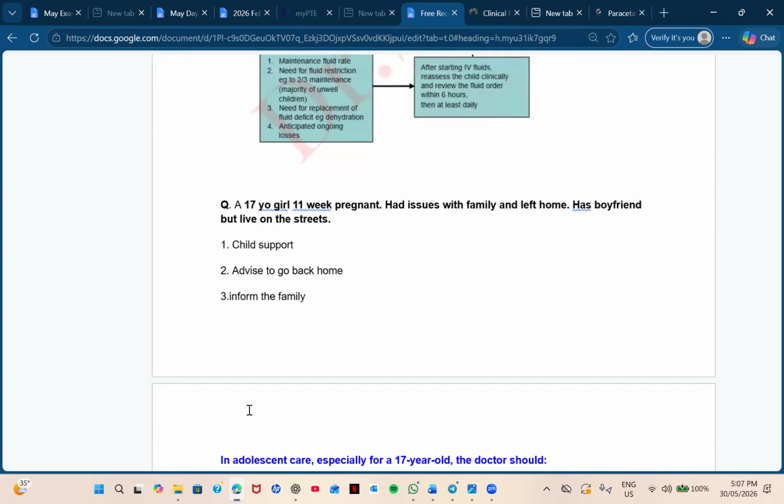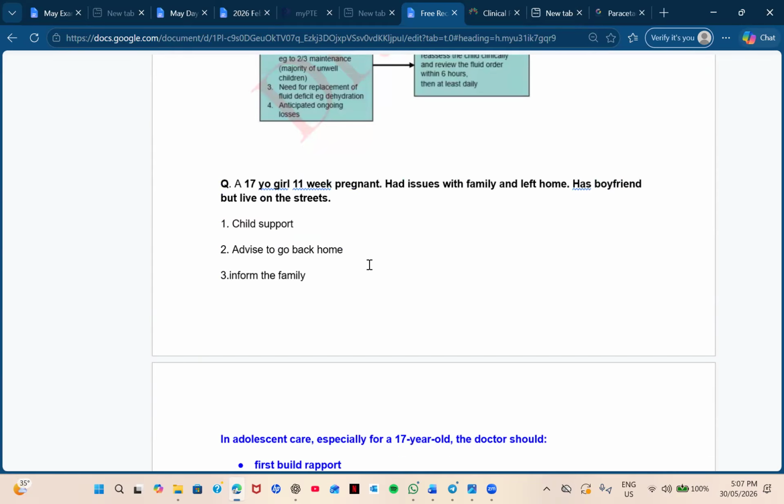I don't know what the other two options are. The other two options can be: check her competency first, or assess her capacity, right? If those kinds of options are present, you have to go with that, right? Because advising to go back home is not appropriate, informing the family is not appropriate. Child support can be a safe option, but only if she is okay with that. Otherwise, first things first, you have to make a space for her to open up. Then you have to secure the confidentiality, and you have to give the options. You have to assess her capacity and everything first, and if she's okay with that, you can give the support. This is the way you have to think.